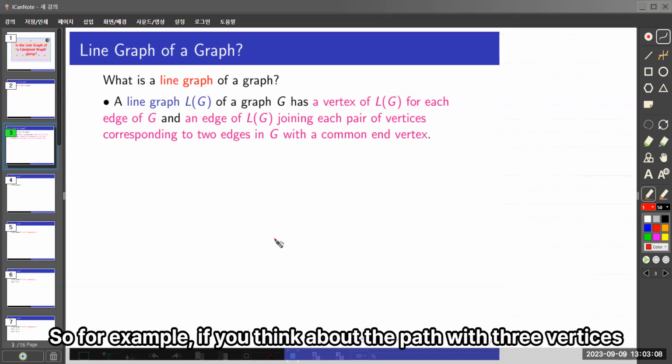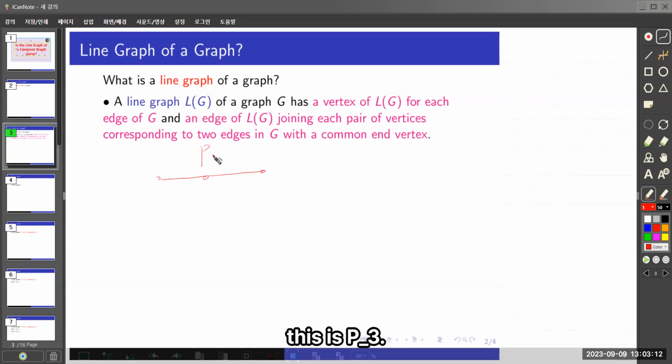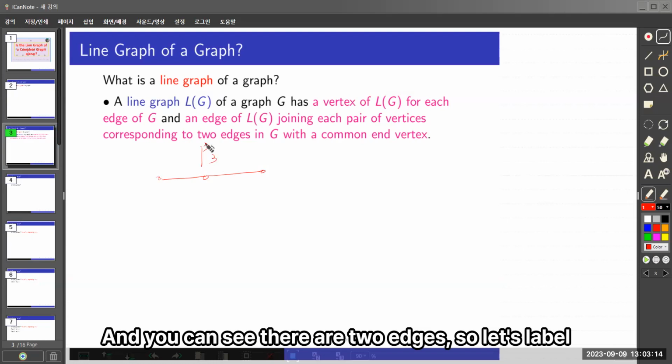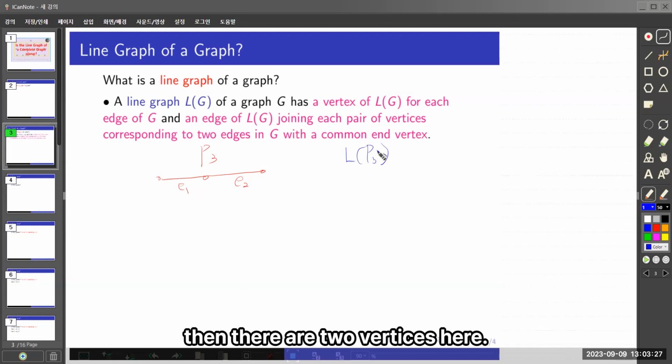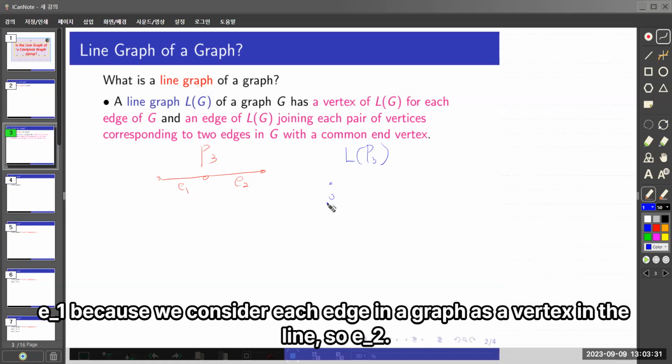So for example, if you think about the path with three vertices, so this is P3, then you can see there are two edges. So let's label E1 and E2 in here. If you think about the line graph here, there are two vertices, E1, because we consider each edge in a graph as a vertex in the line graph.